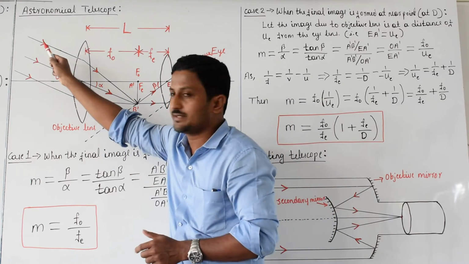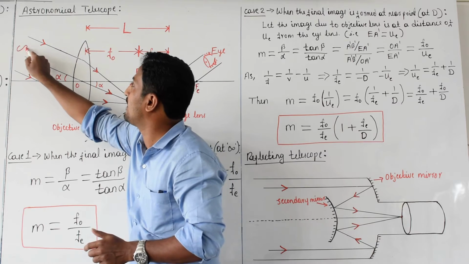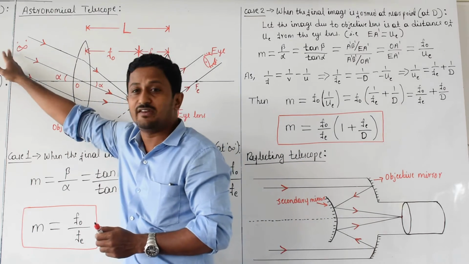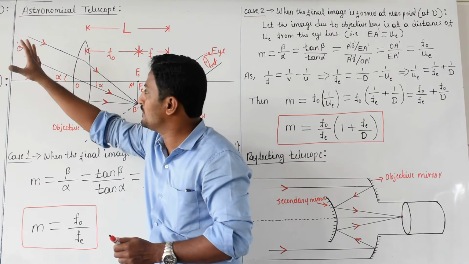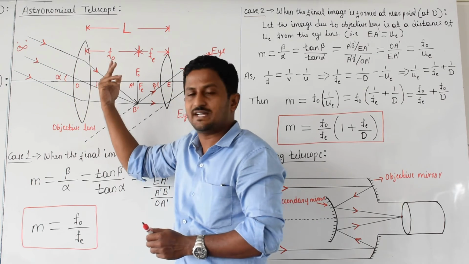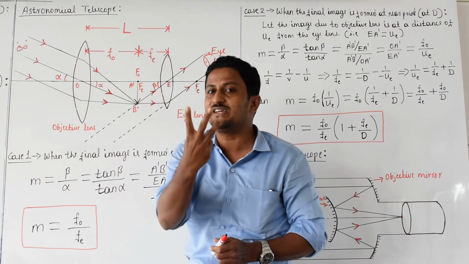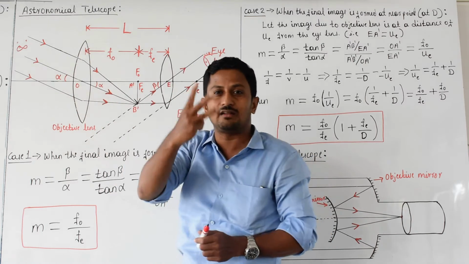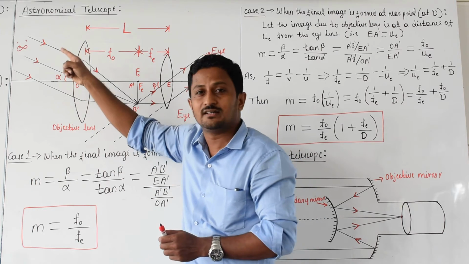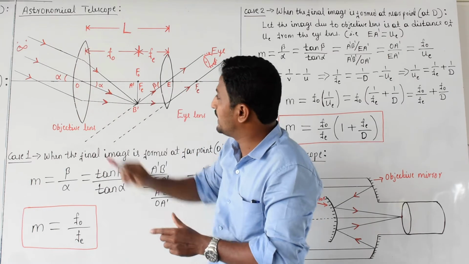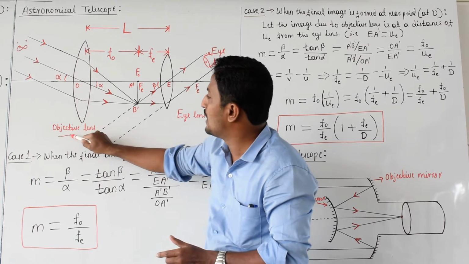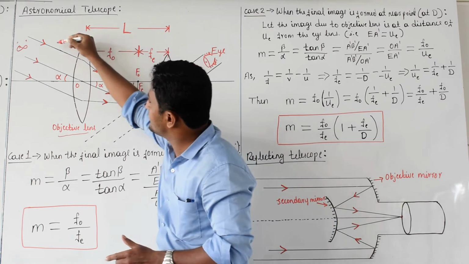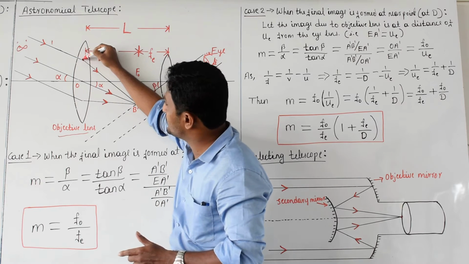Now the object is somewhere at infinite distance. From that object, many light rays are coming. We have taken three parallel light rays, 1, 2, 3, from that infinite body. They are incident on this objective lens. Look at this first one. This is the first, incident on this.